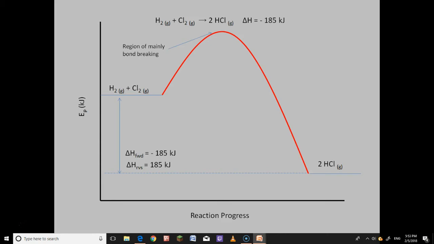In this graph, we have a region where we're mainly breaking bonds, and this is as they approach each other and reach the peak, where the collision occurs. And there is a region of mainly bond formation, where after we break our bonds, we form our new bonds. And this is just after the collision as well. The peak of the curve, where they collide, is a region that we call our activated complex.